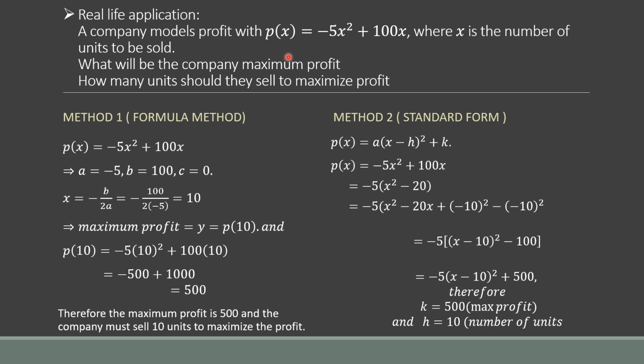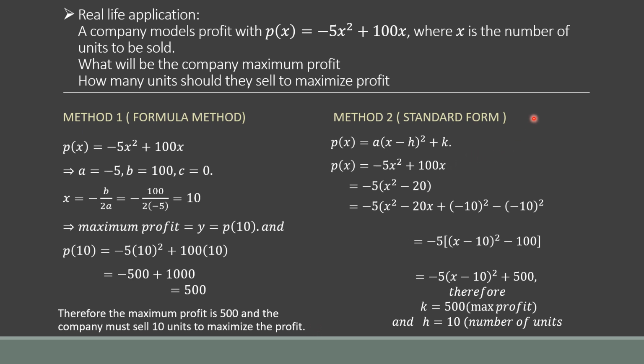Now let's look at this application question where we are to find the maximum profit and the number of units they should sell to maximize the profit. We can use the formula method where we have to find the axis of symmetry to locate the a, the b, and the c. In this form, when you substitute b and a and solve the axis of symmetry, the x will be equal to 10. And when you substitute the 10 into the function, which is p of x, we end up getting its respective y value to be 500. So as such, the maximum profit is 500 and the company must sell 10 units to maximize the profit.